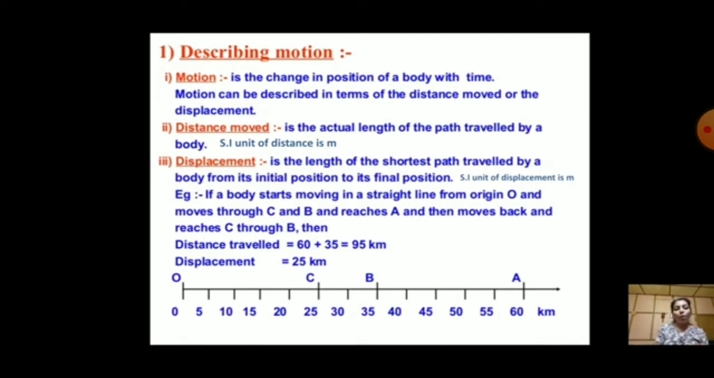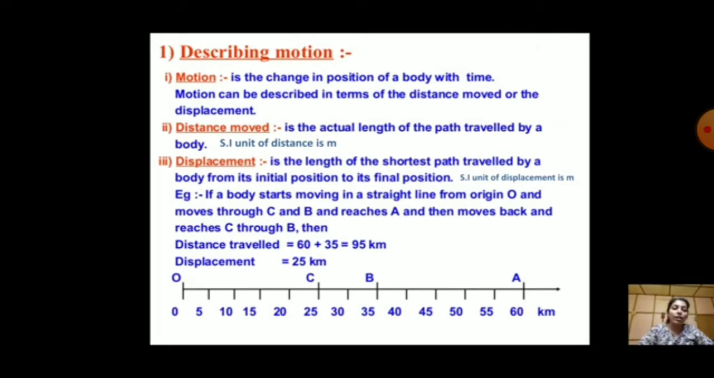Now, two very important physical quantities that are needed in order to describe motion are distance and displacement. So what is distance? Distance is the length of the path traveled by a body. The actual path traveled by any body from one position to another position, from one point to another point, is called distance.